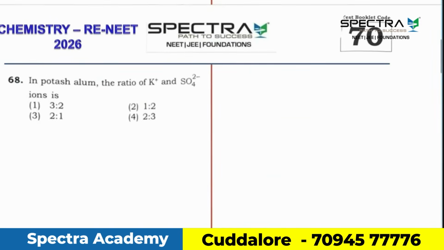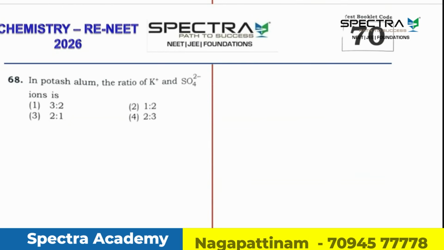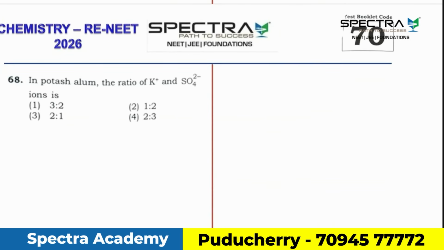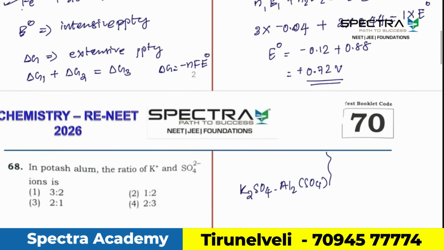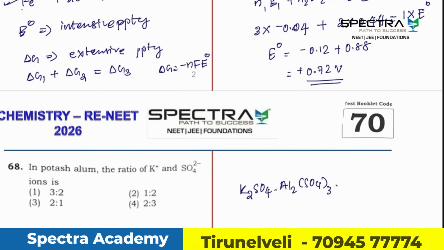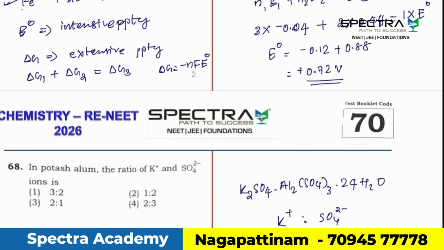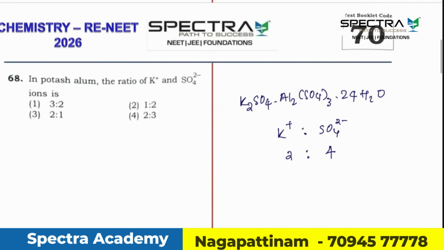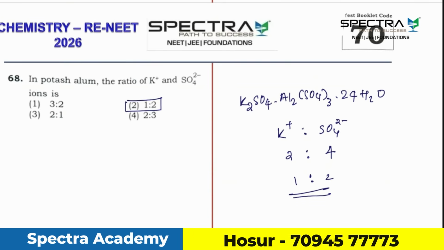Next is question number 68. In potash alum, the ratio of K+ and SO4 2- ion is. So the formula of potash alum is a double salt. Its formula is K2SO4.Al2(SO4)3.24H2O. So in this, the mole ratio of K+ ion and sulfate ion, you can see that there is 2 moles of K+ ion and 4 moles of sulfate ion. So when you simplify this ratio, it will be 1:2. So the answer will be option 2.